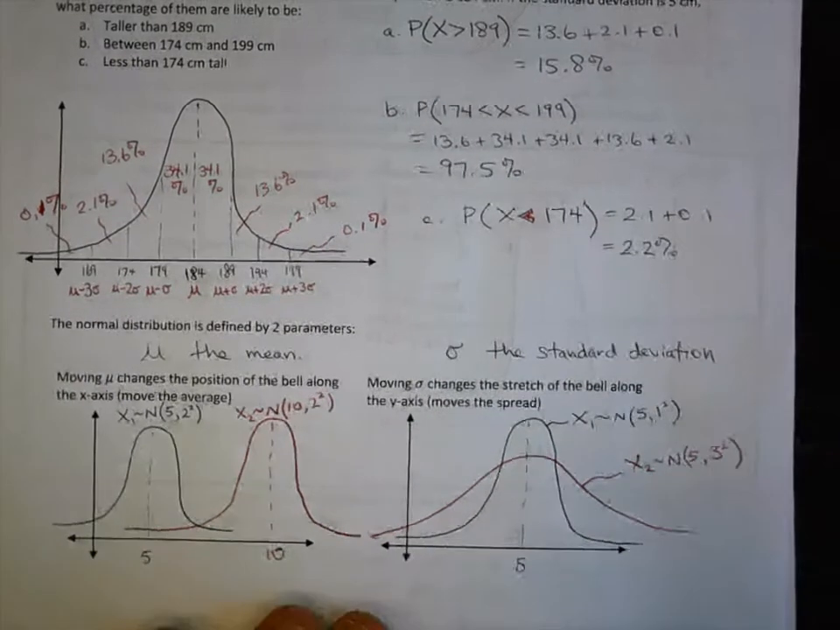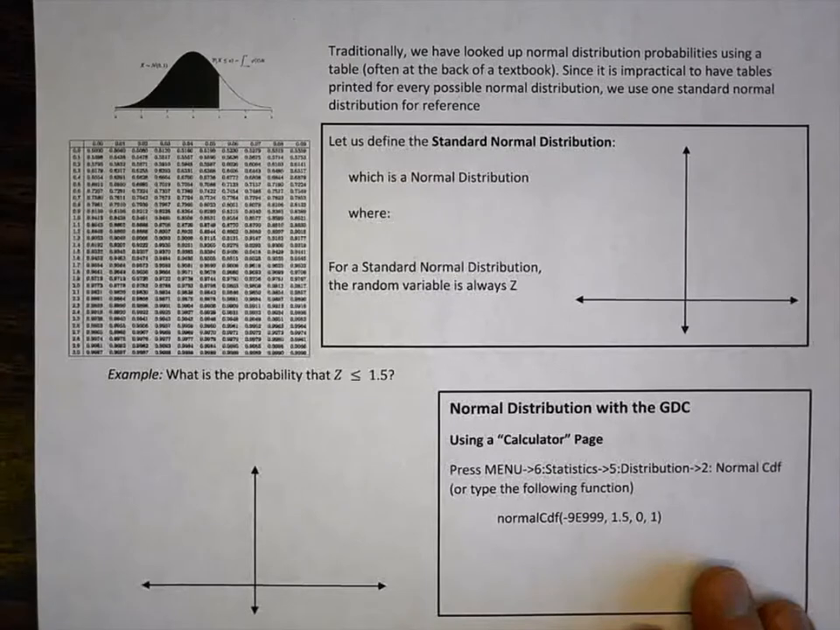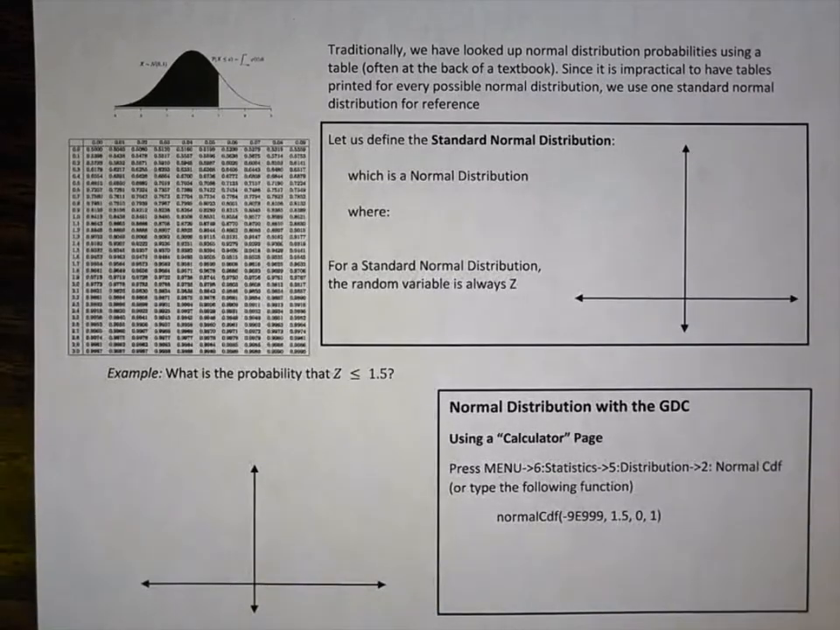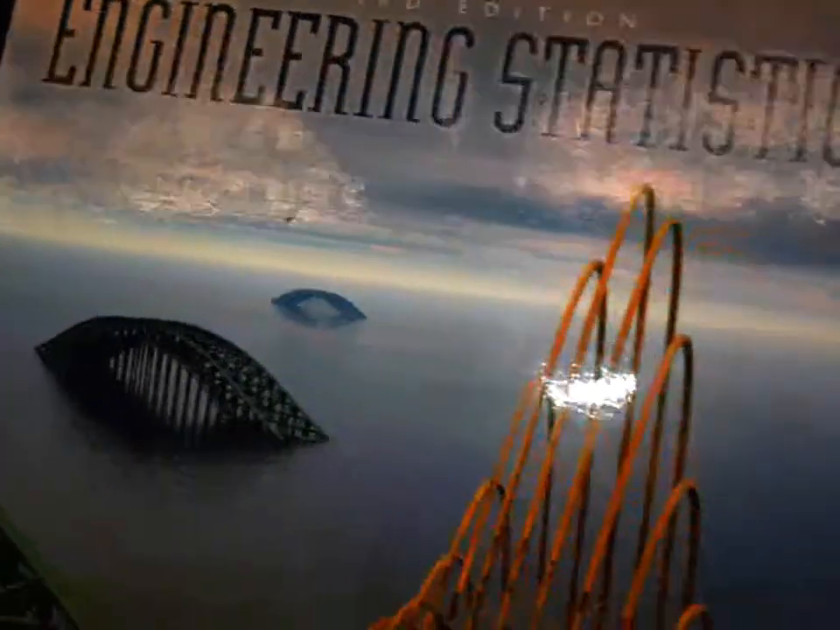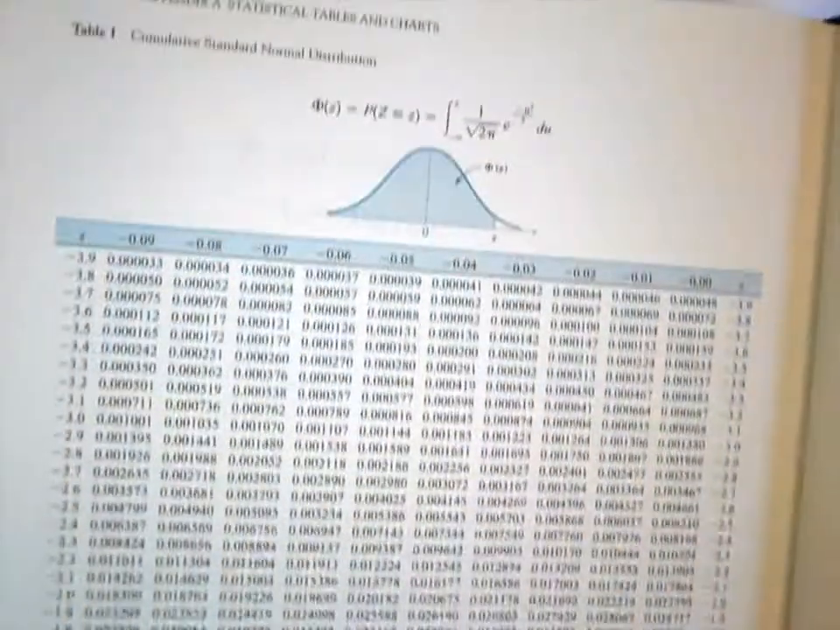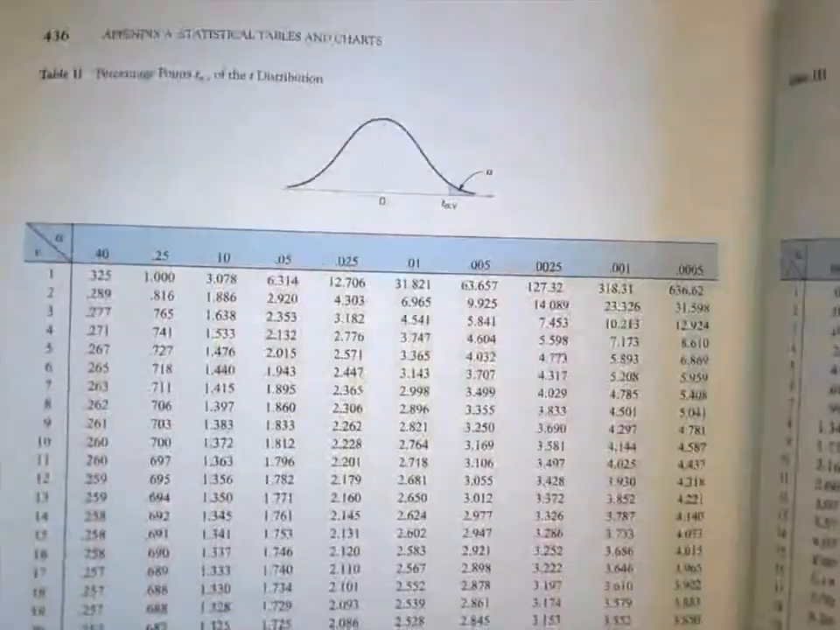Okay, let's keep going. Now, traditionally, like when I took stats in university, when you take stats probably, and even your friends who are taking a non-IB program at the school, at data management, they would have to look up normal distribution probabilities using a table at the back of a textbook. So here's my engineering statistics, first, second year stats book. And it has a bunch of distributions in the back, like different distributions.